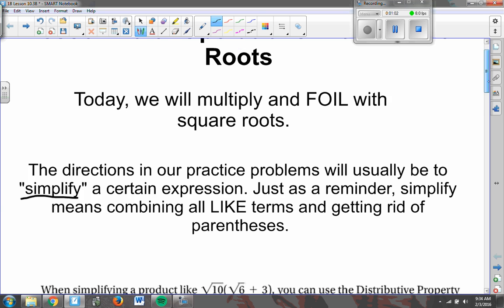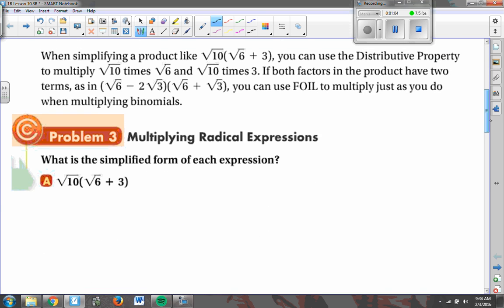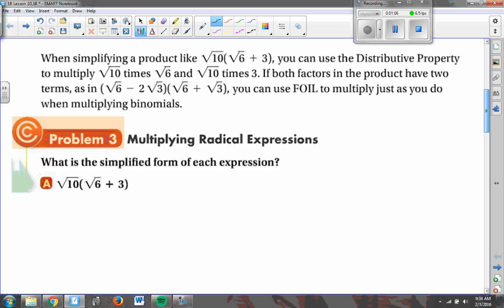What this looks like is something like this. The square root of 10 times, in parentheses, the square root of 6 plus the square root of 3. Now, we're going to use the distributive property in this case, and then try to simplify as much as we can. So if we are being asked to simplify this expression here, I'm going to distribute the square root of 10 to both the square root of 6 and to 3.